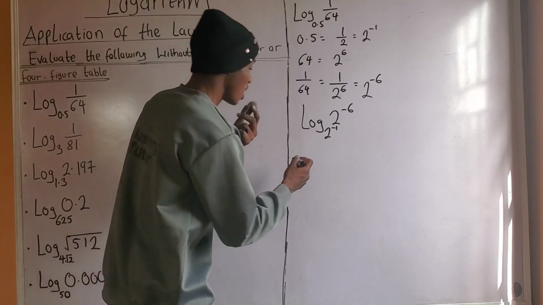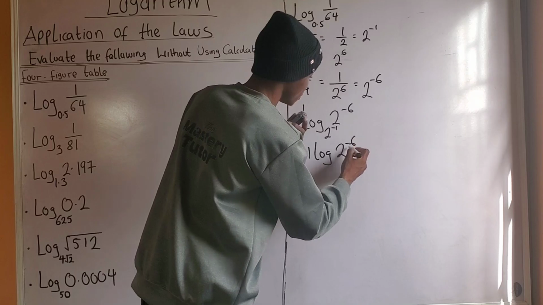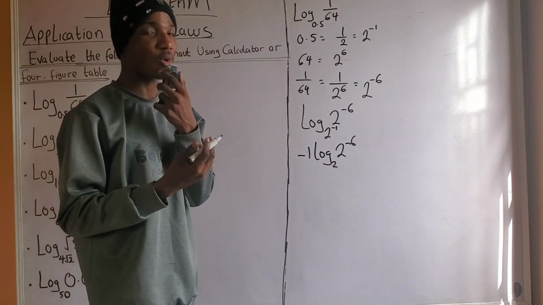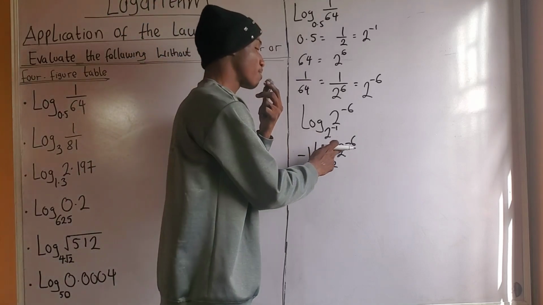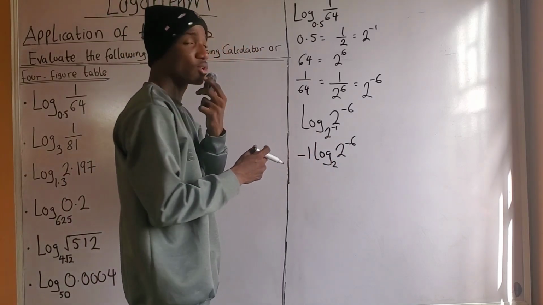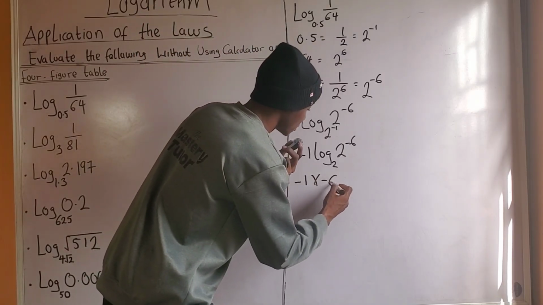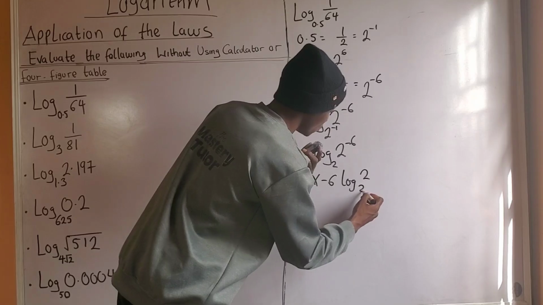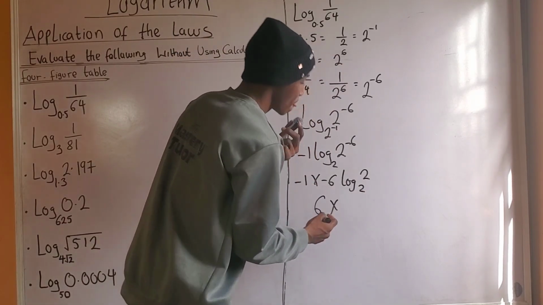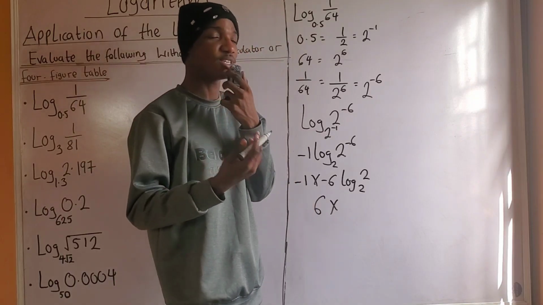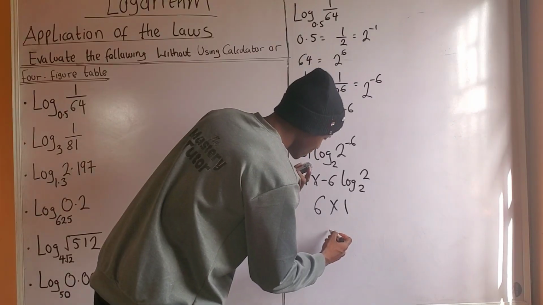So I'm going to have negative 1 log 2 raised to the power of negative 6 base 2. Now, according to the law that the log of a power is the product of the power and the log, this logarithm is raised to a power of negative 6, so I'm going to multiply the logarithm by negative 6. So I'm going to have negative 1 multiplied by negative 6 multiplied by log 2 base 2. Negative 1 times negative 6 is 6. Now, the logarithm of a number to the same base is 1, so log 2 base 2 gives me 1. So here I'm going to have 6 times 1, which is 6.